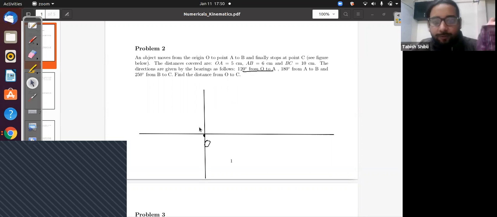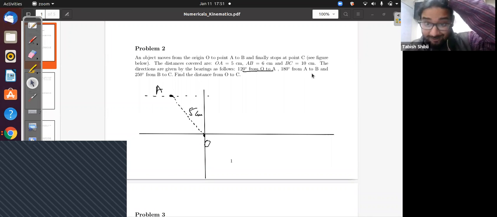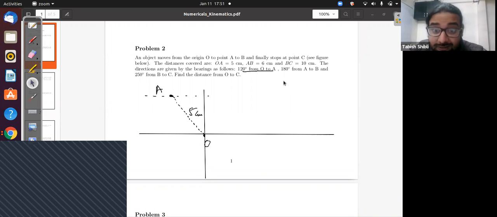Okay, the angle is given to be 120 degrees. So that's 90 plus 30. So that should be around here somewhere. So it's essentially traveling from O to A and it's traveling 5 centimeters. Then it turns 180 degrees and goes to B. So it's going in this direction.